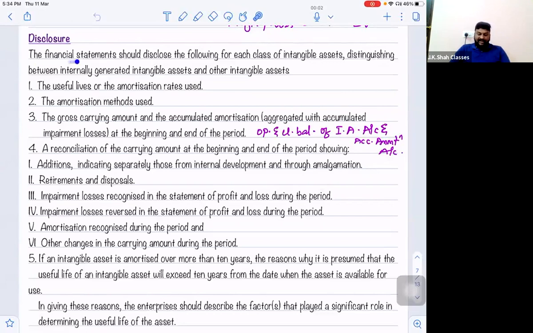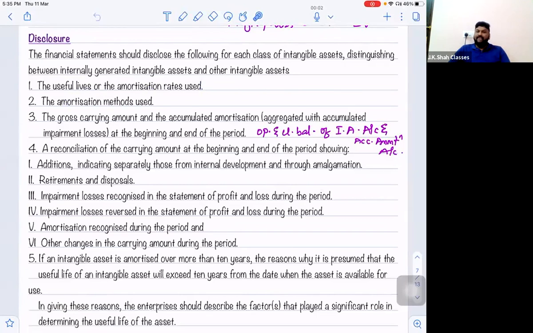So what they say, the financial statement should disclose the following for each class of intangible assets, distinguishing between internally generated intangible assets and other intangible assets. So what are the following things we have to discuss? First, the useful life or the amortization rate used. So if you are using the useful life for amortization, then you have to write the useful life. But sometimes you may directly take 1%, 10% WDV or 15% WDV or 20% straight line method as the case may be. So you have to disclose either the life or the percentage used for amortization.